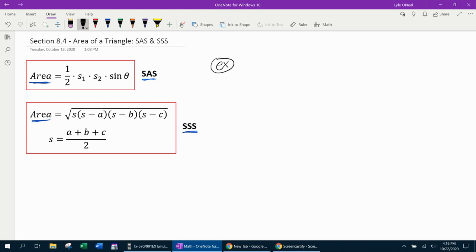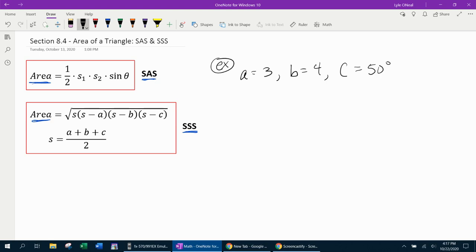First example. I'm not going to list the pieces of the triangle because they're not asking me to solve the triangle. They're asking me to find the area. And so what we're given for the first example, we're given side A is 3, side B is 4, and angle C is 50 degrees.